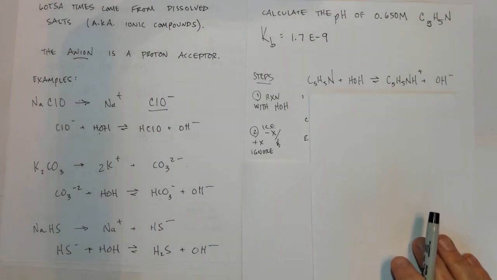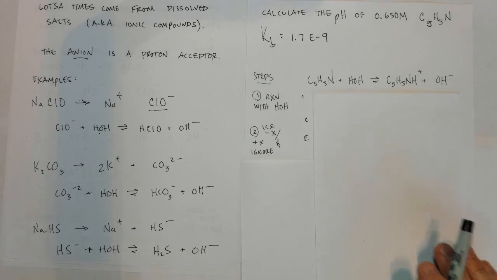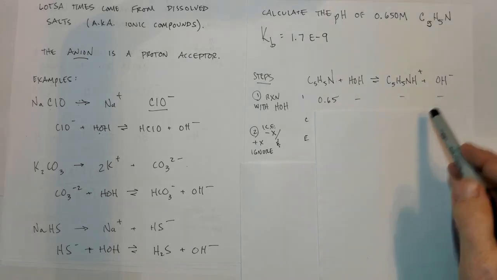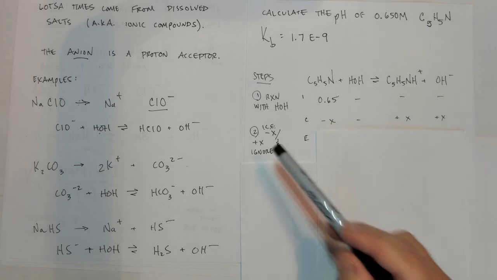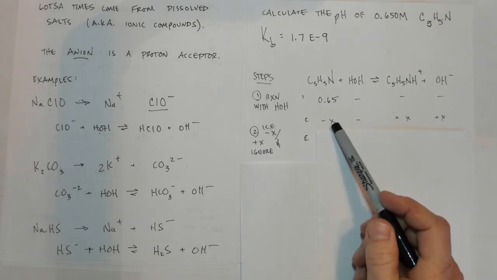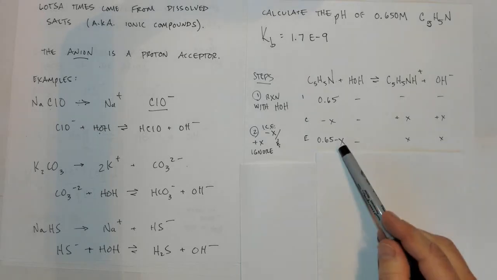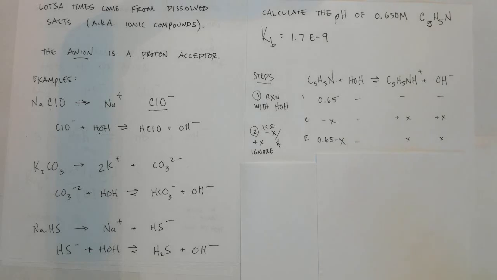Step number 2, make an ice table. So put ICE over here on the left-hand side, and then fill it in with the starting concentration, 0.65 molar, none, none, none. And use x's, so lose x, gain x, gain x, and as we did with weak acids before, let's ignore the x and call it small as compared to 0.65. So we'll end up with 0.65 minus x, x, and x, but we're going to ignore that x and we're going to say that he's small compared to 0.65.